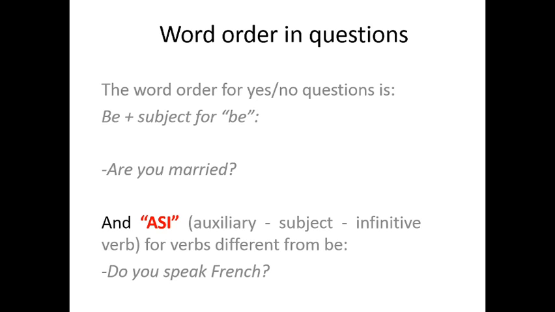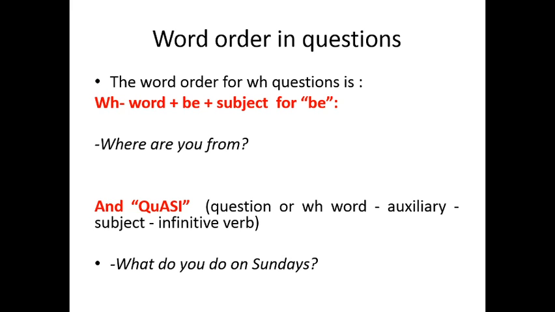What about the word ordering WH questions? We have WH word plus be plus subject for be. For example, where are you from? For the verb to be. And WH word, auxiliary, subject, and infinitive verb for verbs different from be. For example, what do you do on Sundays? Okay, that is the word order in questions.